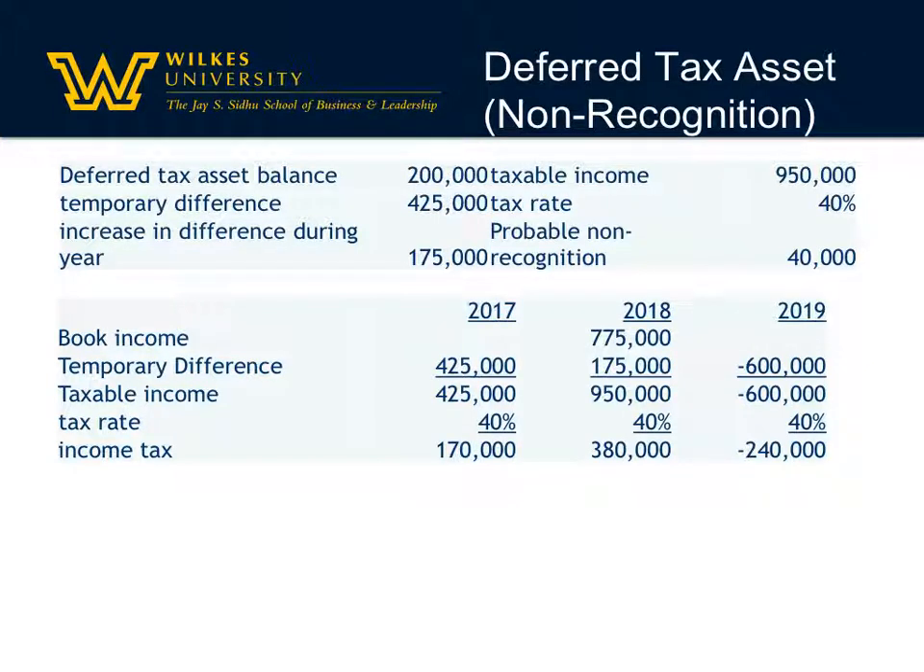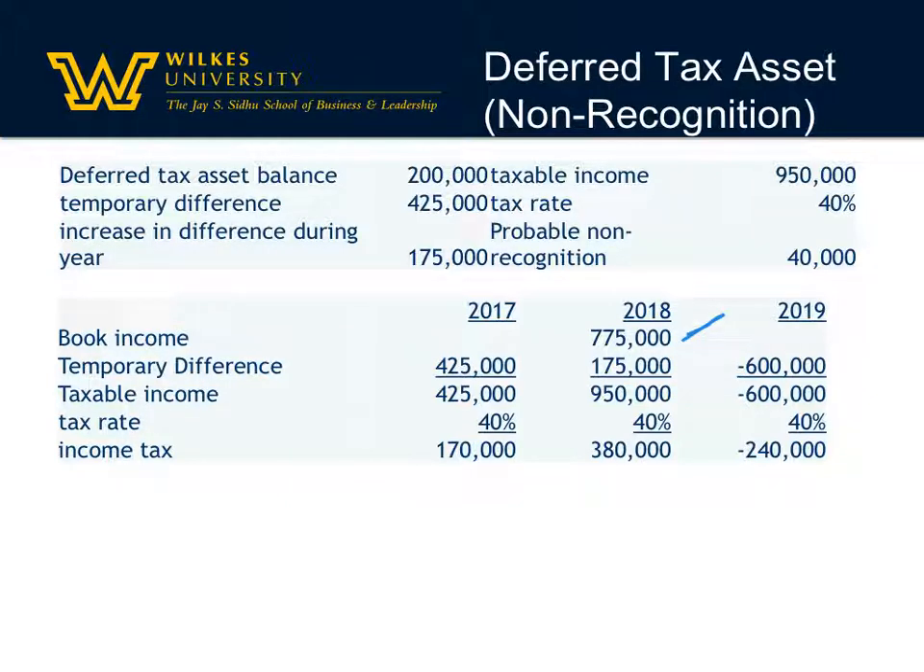So if we're starting with 2018, we're just putting some 2017 numbers in as we've been told. We've been told there's a 425,000 temporary difference, and we know there's a 40% tax rate. In 2018, we're told that there's a temporary difference increase of 175,000 and taxable income's 950,000. So book income must be 775,000 just by common sense. You've got your book income plus the increase in the tax difference must get you to your taxable income. Multiply that by 40%, you end up with income tax of 380.